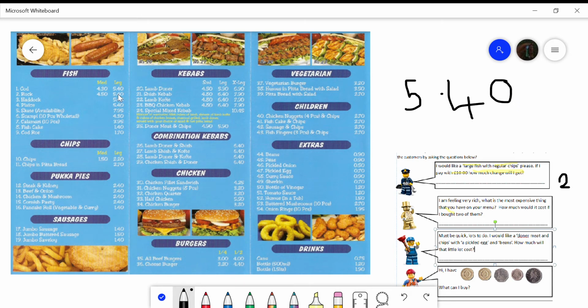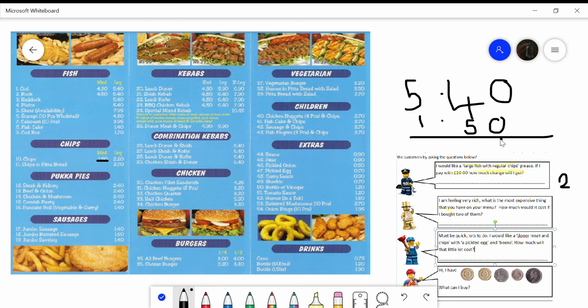Okay, so £5.40, and then I want a regular chips. So regular chips, let's go to the chips section. Okay, here we go, regular chips. Well, I'm going to say, is that medium or is that low? Well, I'm going to go for medium being regular. So that's £1.50 for our chips. Okay, and then we're going to add them together.